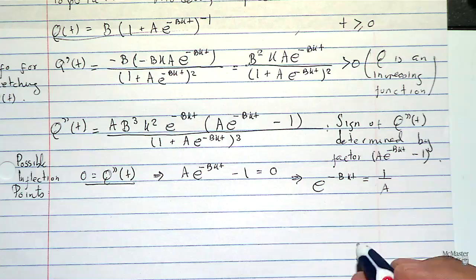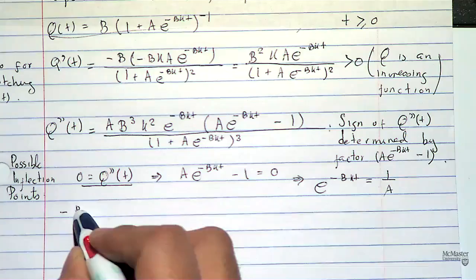So now we just want to derive the condition for the time at which this second derivative is equal to 0. So you apply the natural log, right? Let's say that you apply the natural log, then you have minus bkt equal, what?